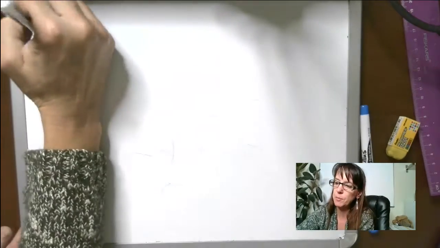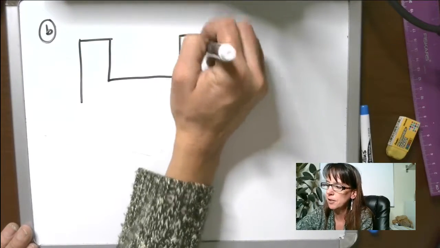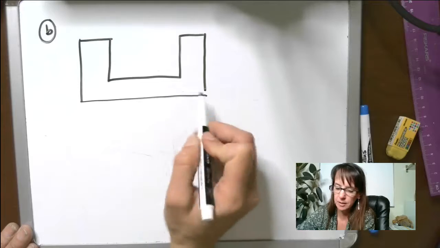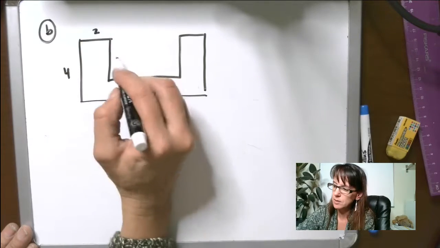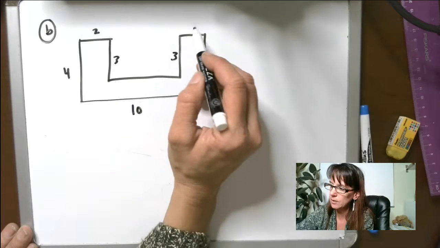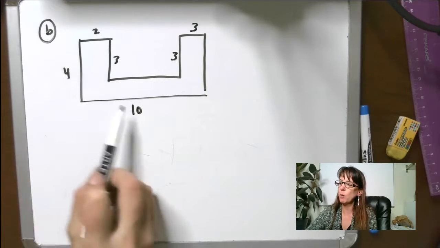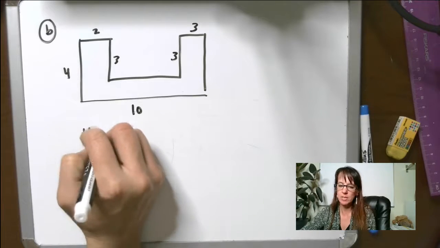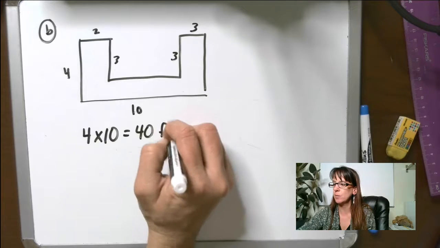All right, so for B, this is not going to look very much like the drawing, but just bear with me here. This is 10, this is 4, this is 2, this is 3, 3, 3. All right, guys, the large shape here, that's pretty easy. It's going to be 4 by 10. 4 times 10 equals 40, and we got it. Don't forget those units, feet squared.